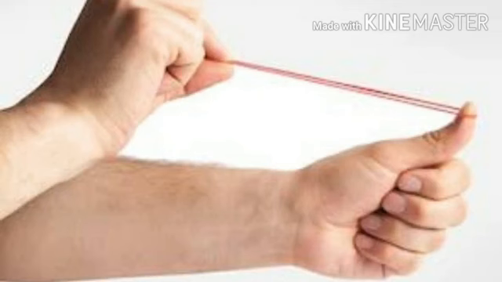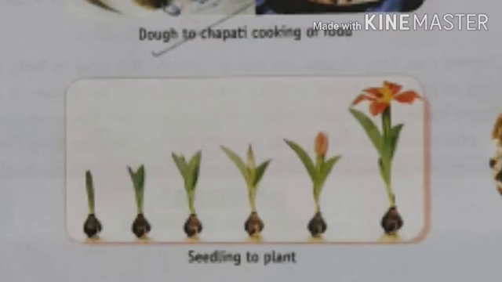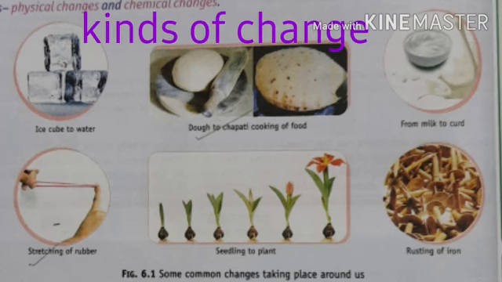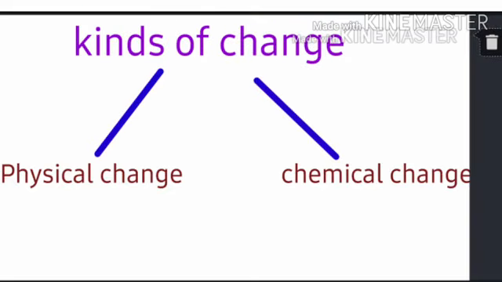Next is seedling of a plant. When we put the seed, it is different, and when it grows into a seedling or baby plant, it is also a change. So all these scenarios show different changes occurring around us. In this chapter, we shall study the nature of these changes. Broadly, these changes are classified into two kinds: physical changes and chemical changes.